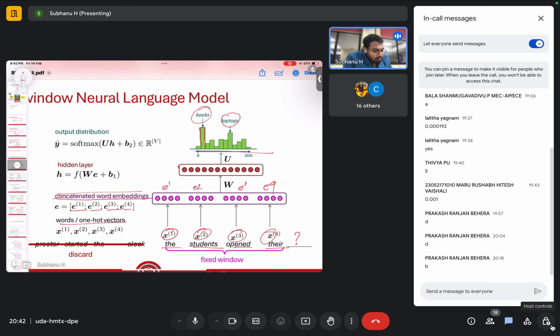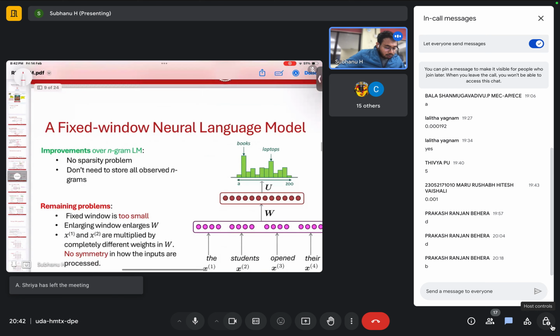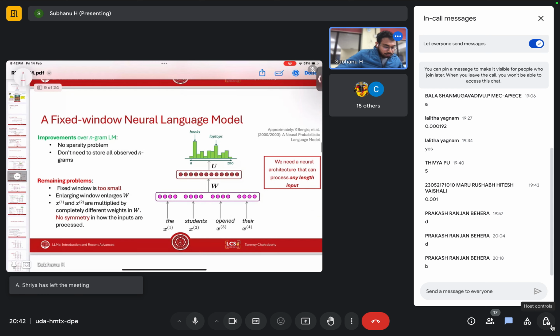Then this is my hidden layer. In this layer, I am doing f of We plus b1. Then in this layer, I am doing softmax of Uh plus b2. So W is a matrix, and e1, e2, e3, e4 are the rows, also forming a matrix. I am multiplying these matrices and finding the similarities. This is how a neural network trains.